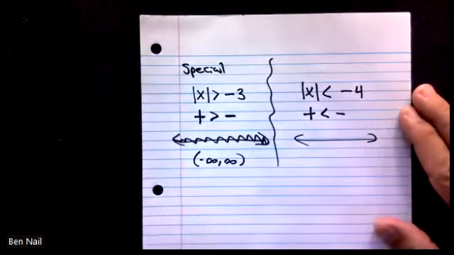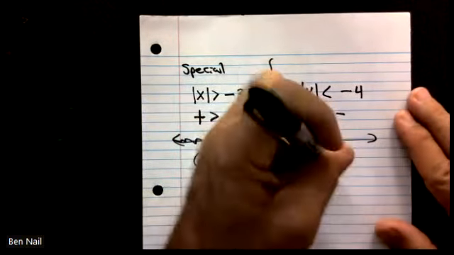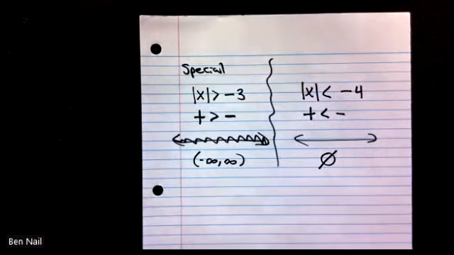So we shade nothing. And there's no interval notation. We just use that empty set symbol. That's the no solution. That means nothing will work, not a thing.